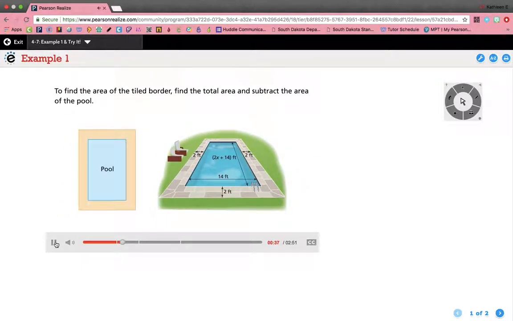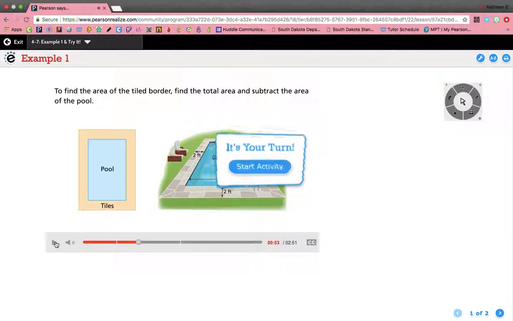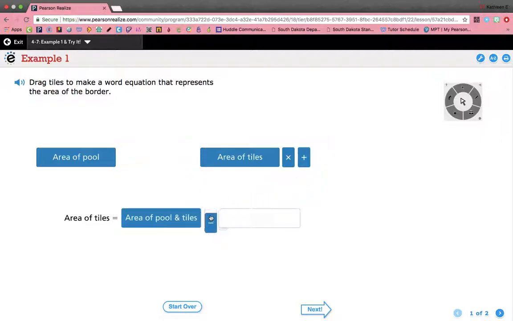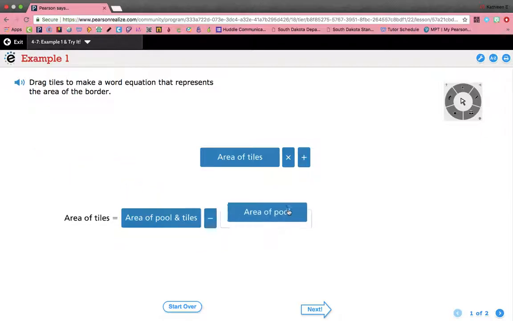Lita made a simpler diagram of the pool. To find the area of the tiled border, we can find the area of everything, and then subtract the area of the pool, which will leave us with the area of only the border. That's what we need to find. Exactly. So what did they say? The area of the tiles is found by finding the area of the pool and the tiles and subtracting the area of the pool.